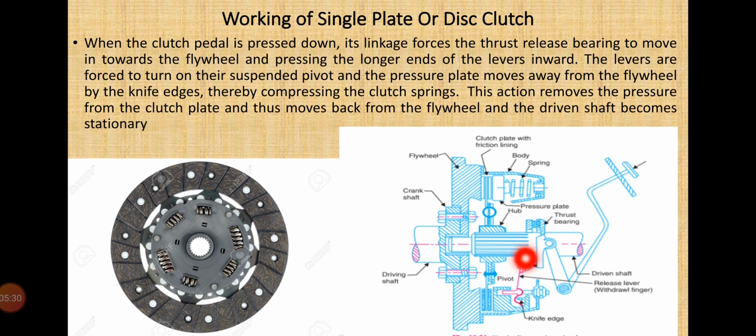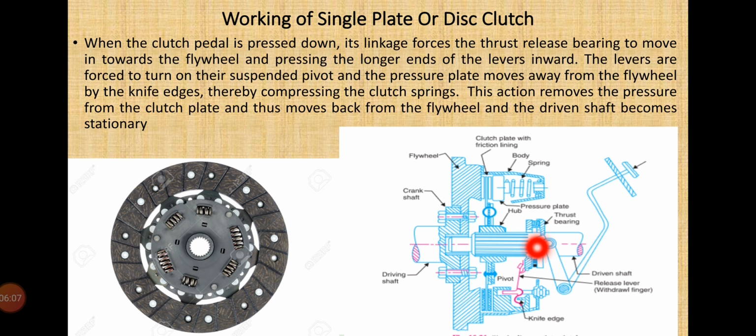When the clutch pedal is pressed, the pressure plate moves backward and the connection from the flywheel is separated. Hence the action removes the pressure from the clutch plate, and the driven shaft becomes stationary. When the pedal is pressed, this shaft is stationary from the driving shaft, and at this time we can perform some specific tasks, like we can change the gear, we can stop the vehicle, or we can start the vehicle.